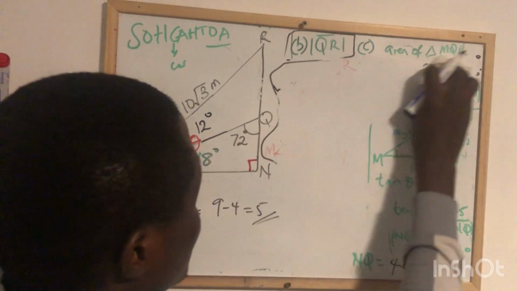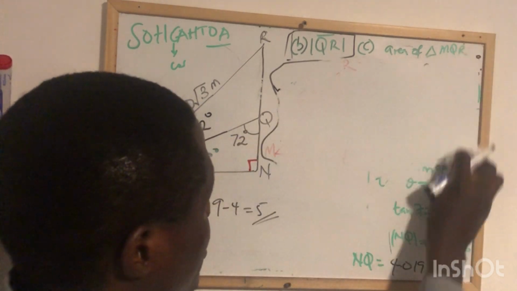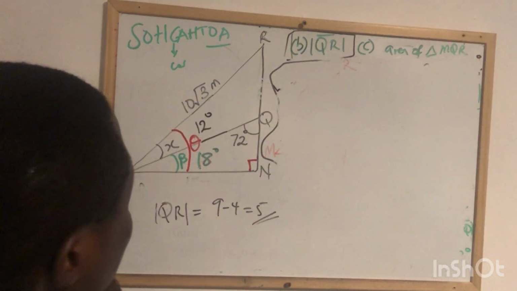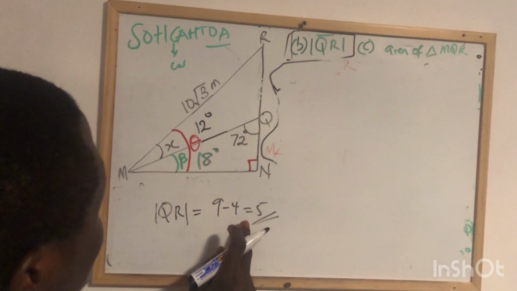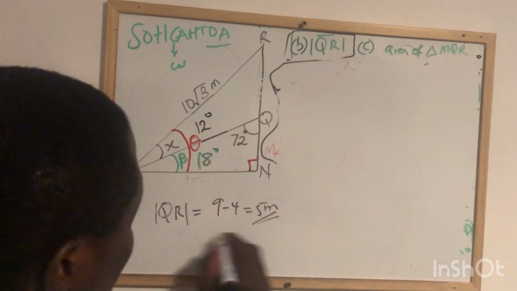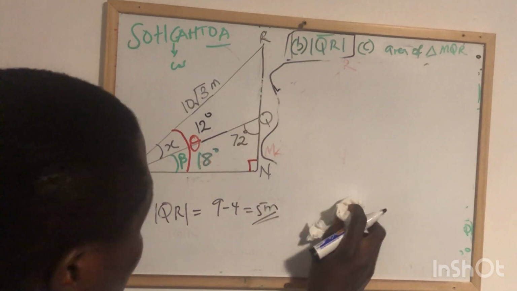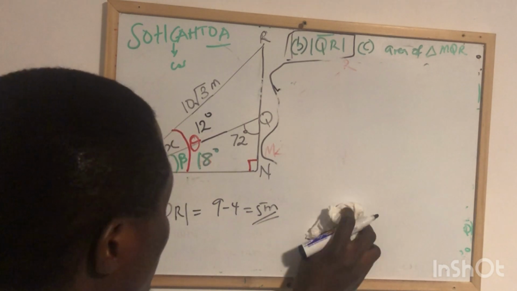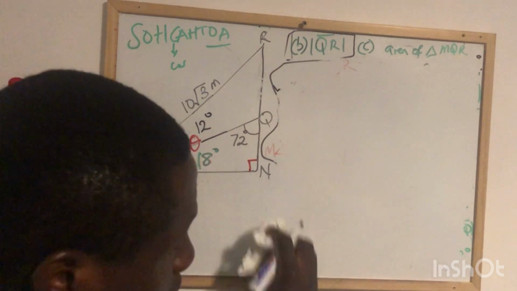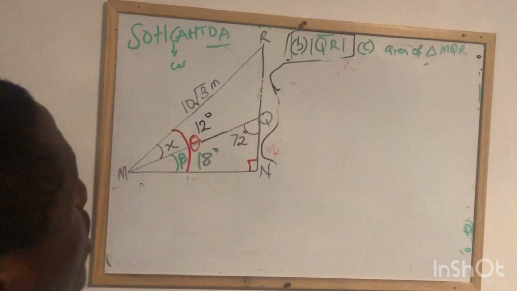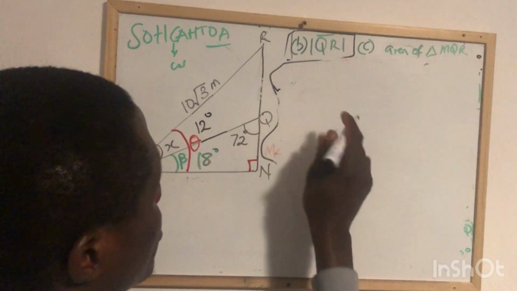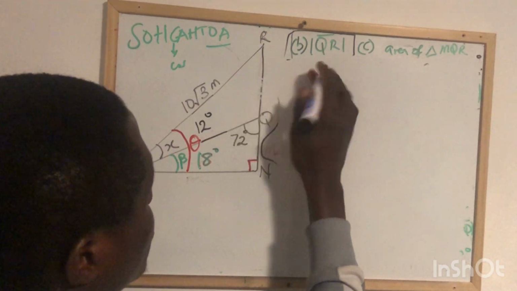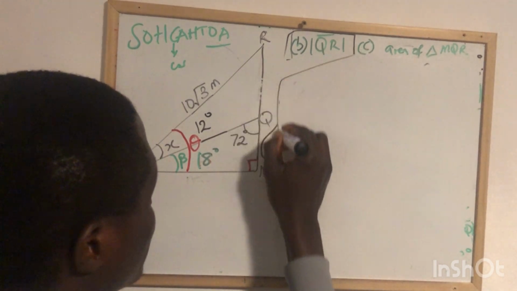Let me just clean up this, because we found the QR, which is 5 meter. Always remember the unit, the 5 meter. Please put meter. It's very, very essential. 9 meter, 4 meter, and then the subtraction will be 5 meter. So now to calculate the triangle MQR.